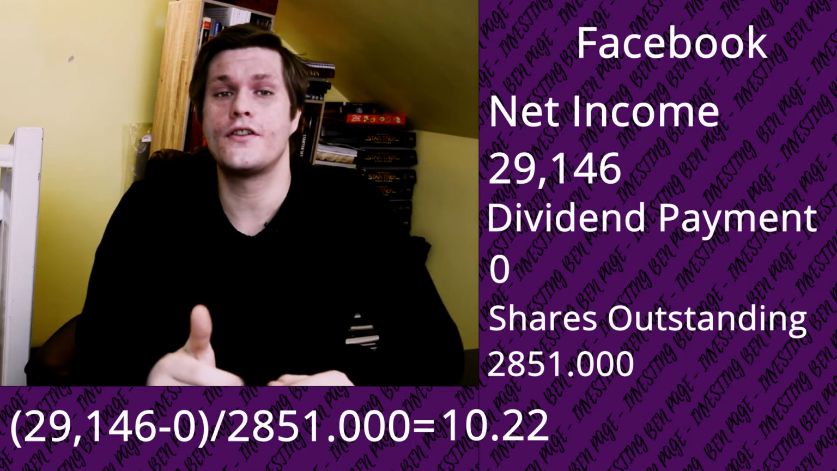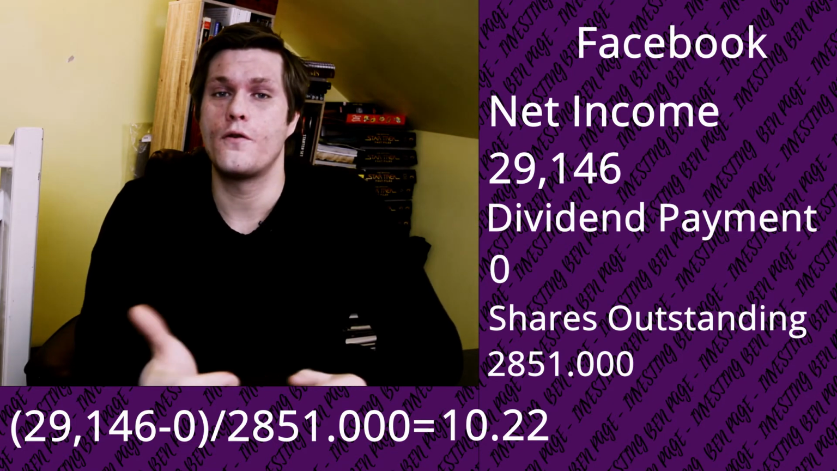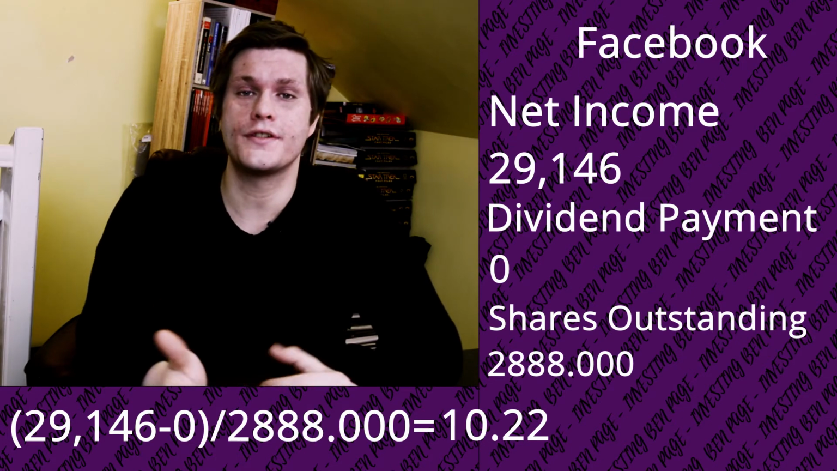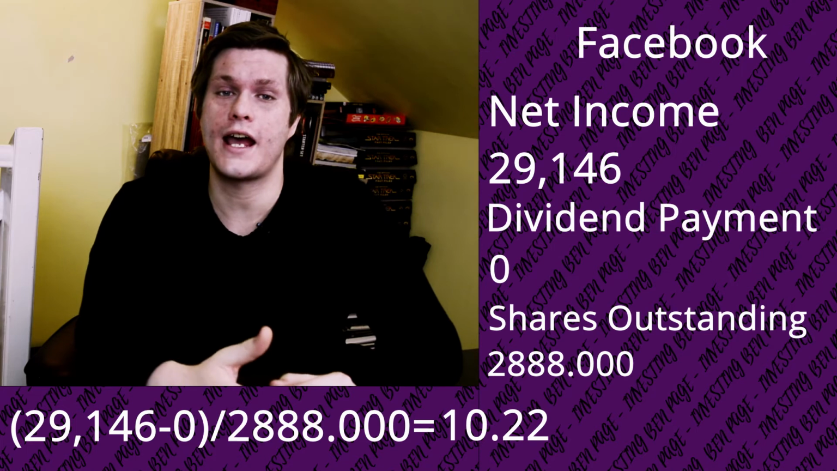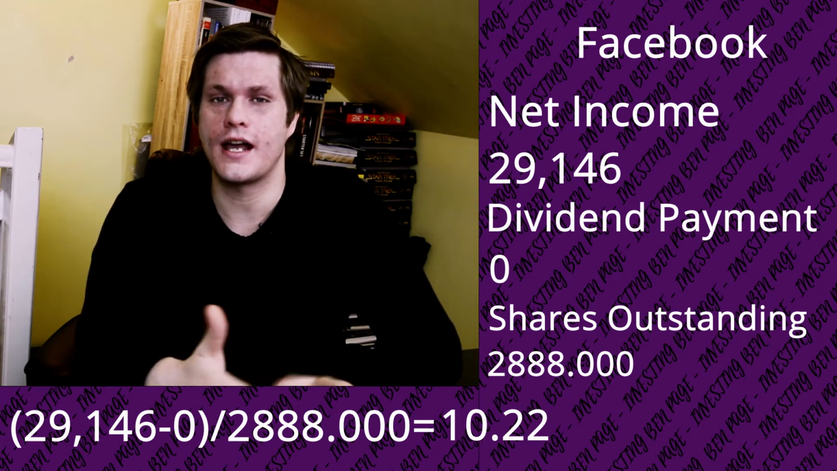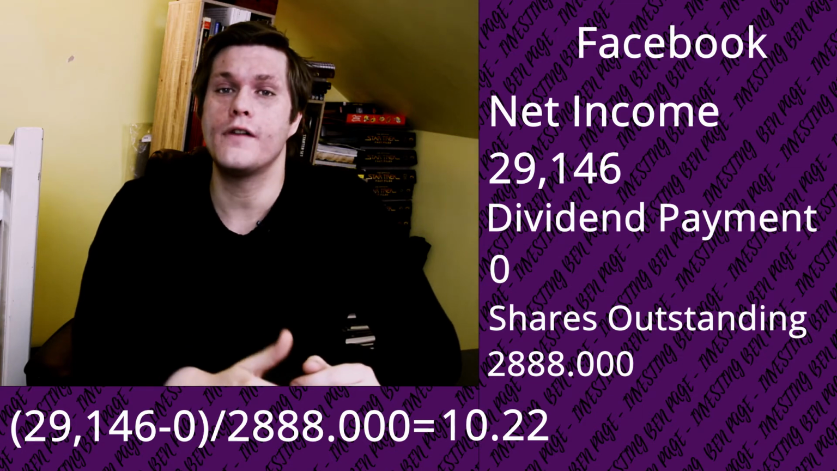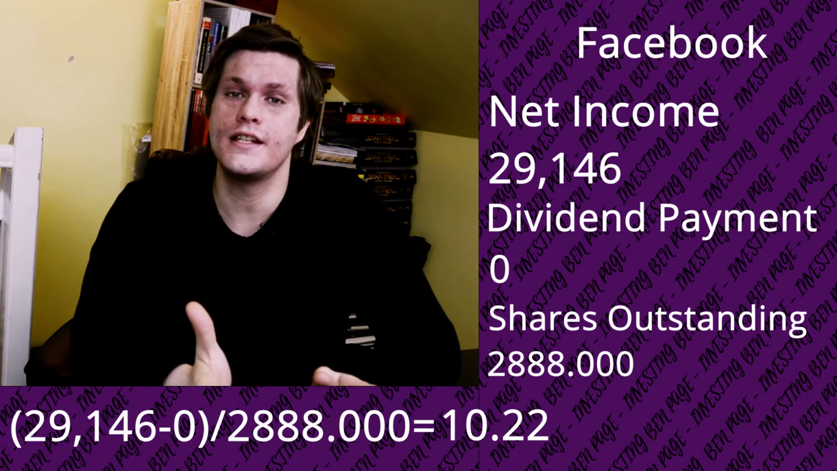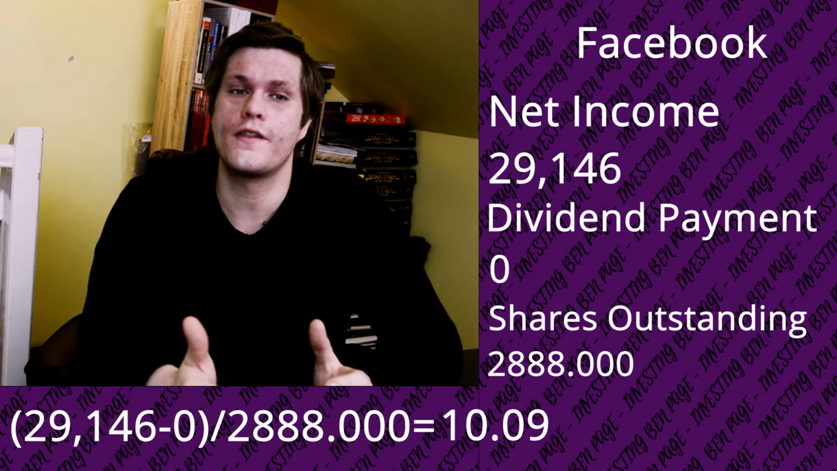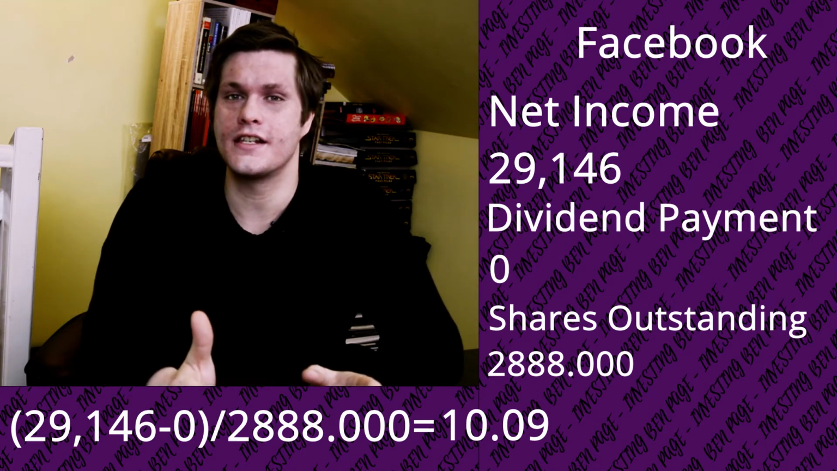If we compare this to the diluted EPS for Facebook, we do the same calculation. However, we change the outstanding shares to 2,888, which factors in any of the additional shares Facebook can release over their lifetime. We run the exact same calculation. This brings the EPS out to 10.09, which is a reduction of 0.13, and this gives us the worst case scenario for Facebook shares.